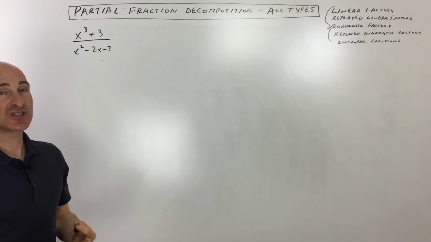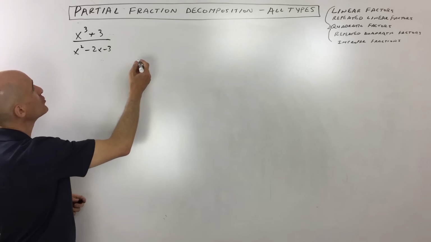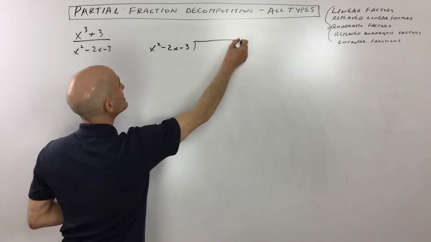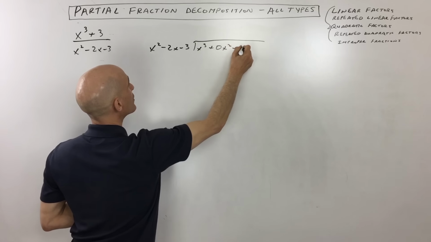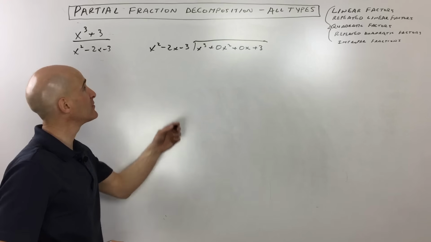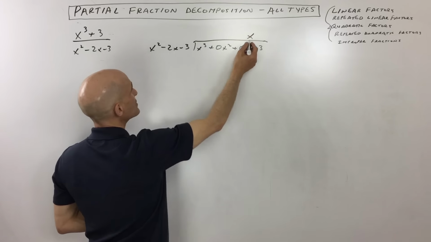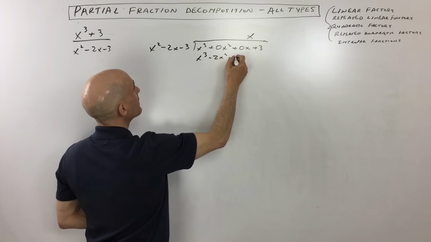So what you have to do in a situation like this is polynomial long division. I'm going to take x squared minus 2x minus 3 and see how many times it goes into x cubed plus 0x squared plus 0x plus 3. So x squared goes into x cubed x times, right? If I distribute x, I get x cubed minus 2x squared minus 3x.